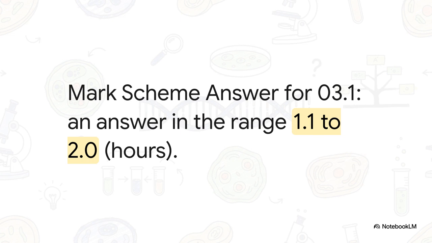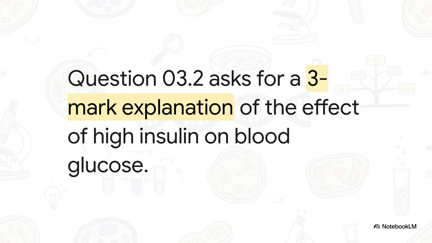The examiners will give you the mark for any value you write down between 1.1 and 2.0 hours. It makes sense, right? That's the window where blood glucose is highest, which means the insulin response is going to be at its max.